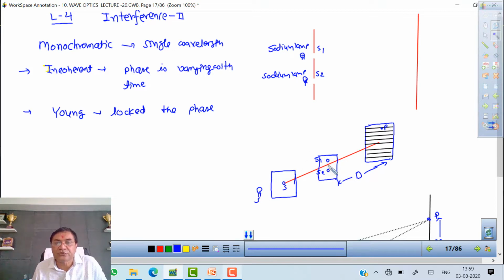Definitely the separation between S1 and S2 is very small compared to the distance to S. Then it is possible. Otherwise, you have to make a special arrangement. That is not part of our lesson, but you can do it. Okay. Lock the phase by using one sodium lamp.